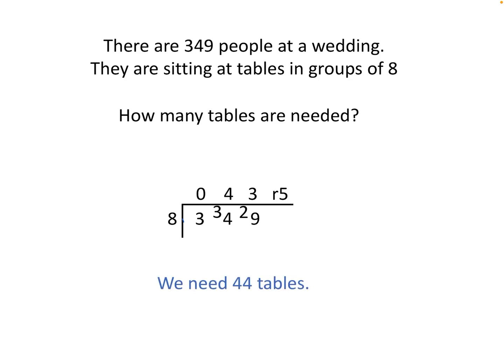So we actually need 44 tables. Why would we need 44 tables? We just worked it out. It's 43 remainder 5. Because actually we've got 43 tables, but we've also got 5 people stood up. And we can't expect them at a wedding to be standing up for very long. No.